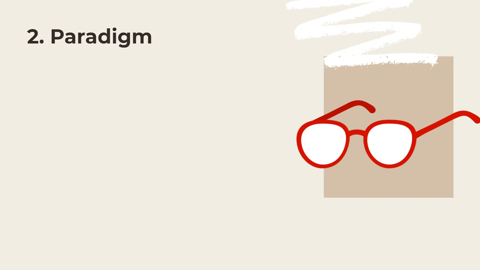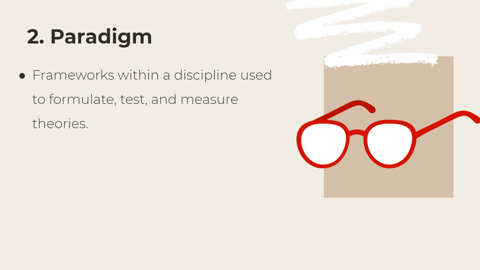So a paradigm is the framework within a discipline like sociology, psychology, biology, and so on. They're the frameworks that are used within a discipline to formulate, test, and measure theories. So paradigms contribute to the development of theories. These two definitions are detailed in your book, and sometimes they're used interchangeably.